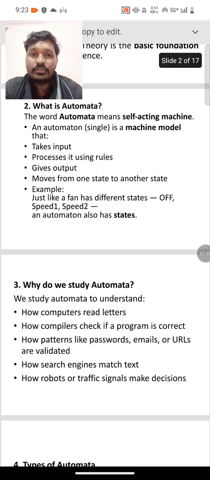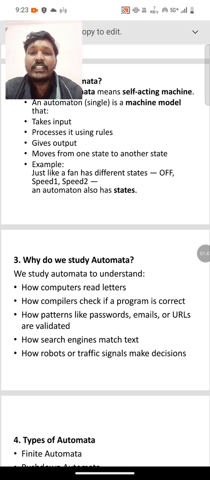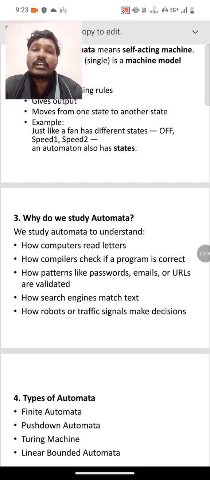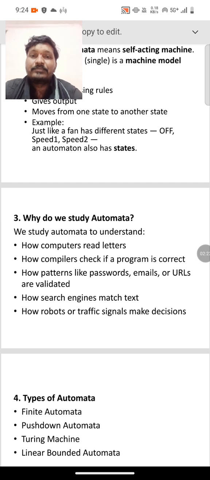Why do we study automata? We study automata to understand how a computer reads the letters, how a compiler checks whether a program is correct or not, and also how patterns like passwords, emails, or URLs are validated. If an authenticated user enters the correct password, he can move to the next state. That means we can move to the next slide.